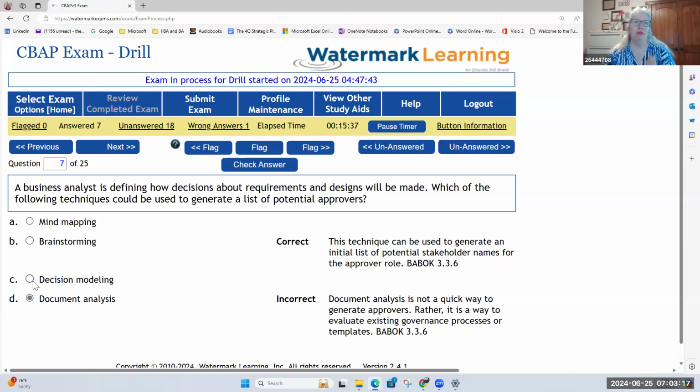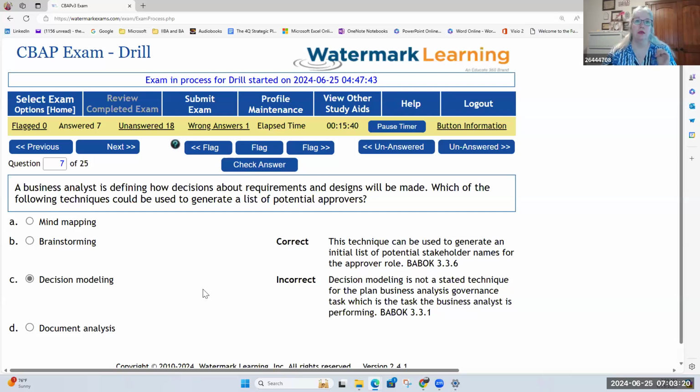And document analysis, oh, I'm sorry, I chose the wrong one. I apologize. Decision modeling is not the correct answer because it's not a stated technique in this task. The plan business analysis governance task is where you're going to be doing this, and it's not one of the techniques that's listed. However, brainstorming is a technique that's listed, and it can be used to generate a list of potential stakeholder names. And it's giving you the reference of exactly where it's talking about it. So if you want to go look it up, have your book open while we're taking this, so you can solidify that idea for yourself.